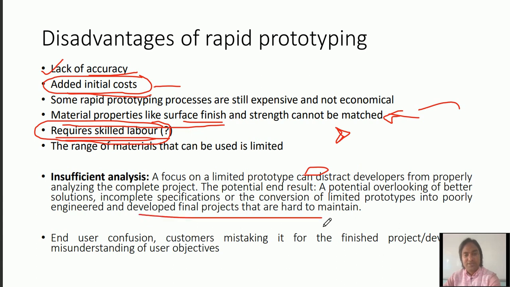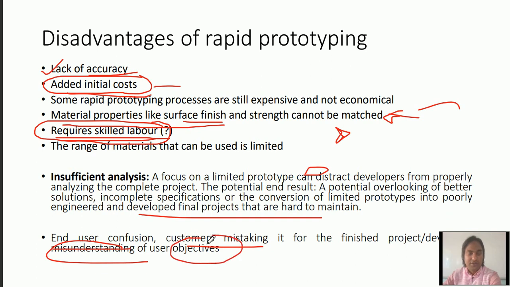It means we should use the prototype, but at the same time we need to use our intelligence also. We should not blindly trust the prototype so that we neglect important features. Then end user confusion, the customer mistaking it for the finished project, and developer misunderstanding of user objectives are all included in rapid prototyping.